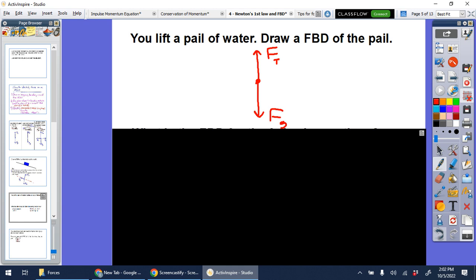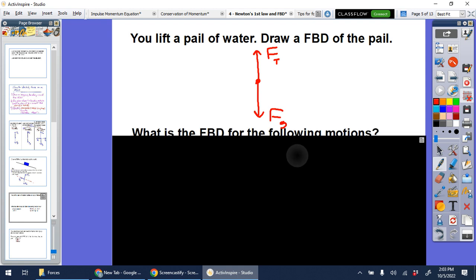Okay. This is what I would call a rough FBD, which is totally fine actually. There might be times in the future where I might ask to do an accurate FBD, but that's what we're going to learn right now. Accurate FBD, you're a little bit more conscious about the lengths of those arrows and the relative strengths.